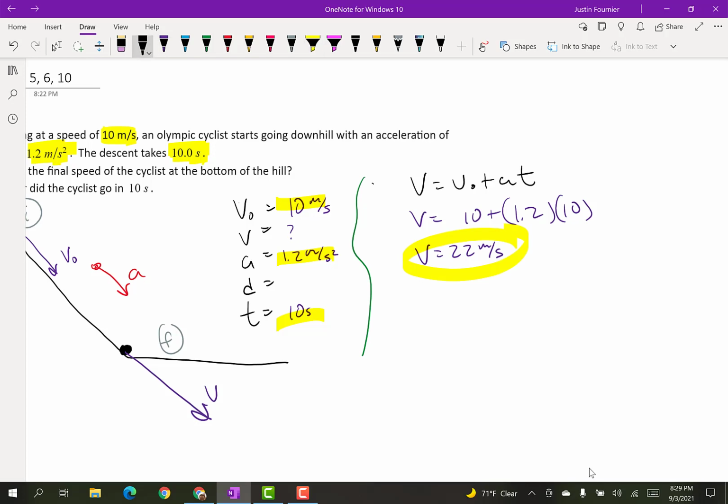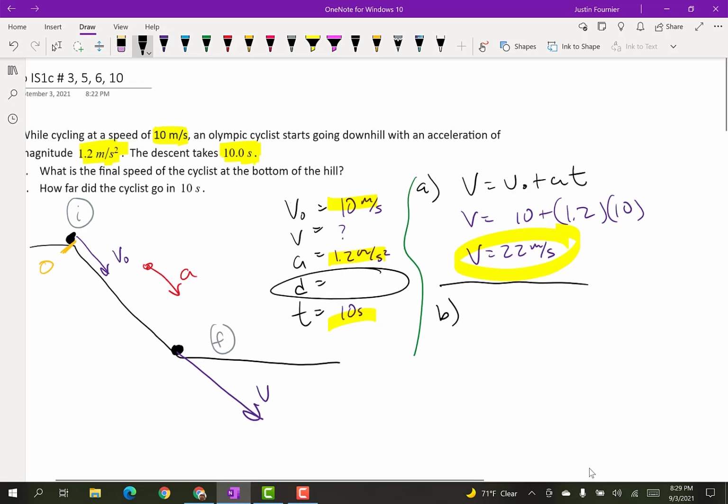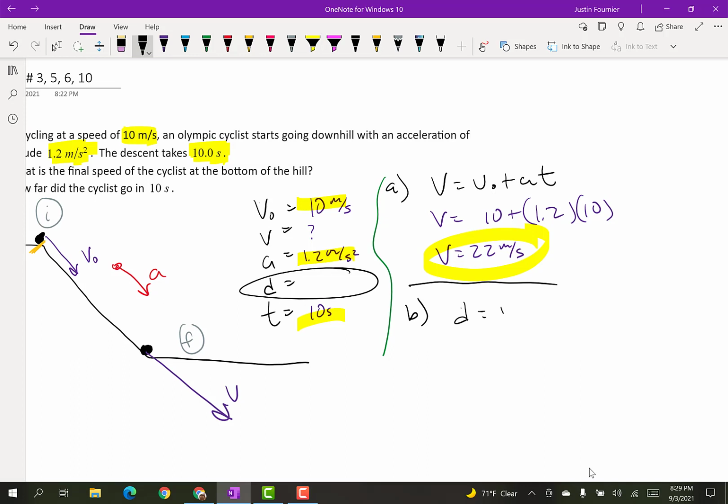So that's part A. Then for part B, how far did the cyclist go in 10 seconds? Well, I'm looking for the displacement now. I like to use d equals v naught t plus 1/2 at squared, because I can just plug in numbers and I don't really need to think too much about it. The initial velocity is 10 meters per second, time is 10 seconds, 1/2 times 1.2 times the time, which is 10 seconds squared.